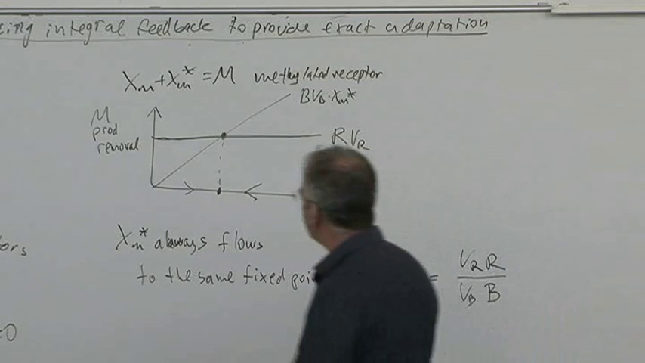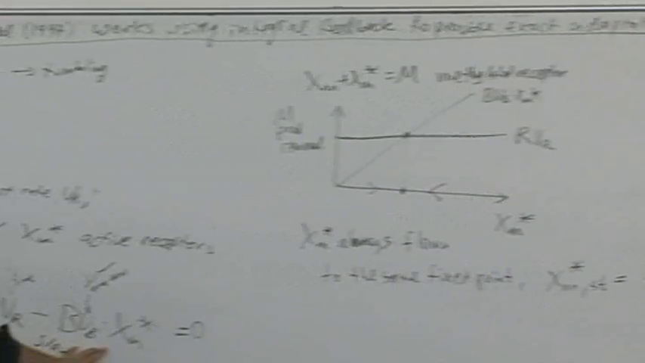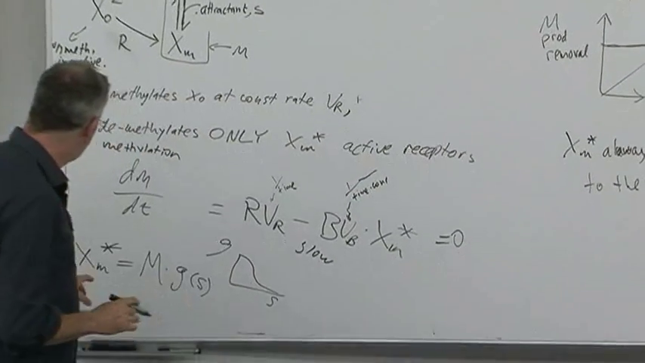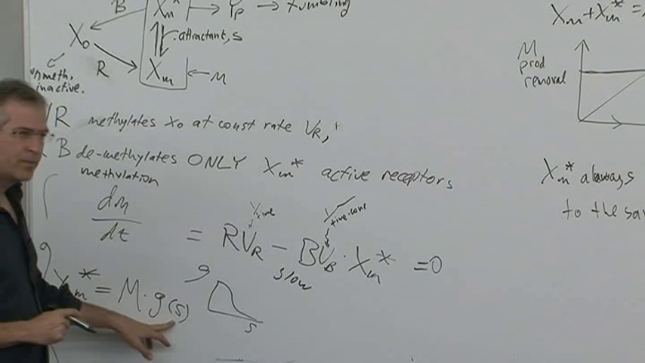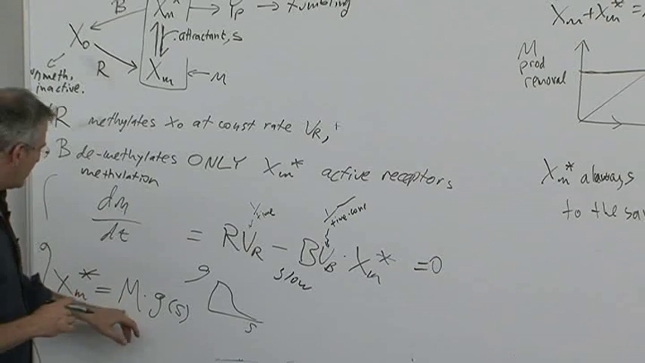Why do you have a linear function for removal? That's the way I wrote the model here. But XM star is not a linear function. Okay, let's see. So XM star depends on the signal, but it doesn't depend on XM star. Okay, that's right. That's the second equation.